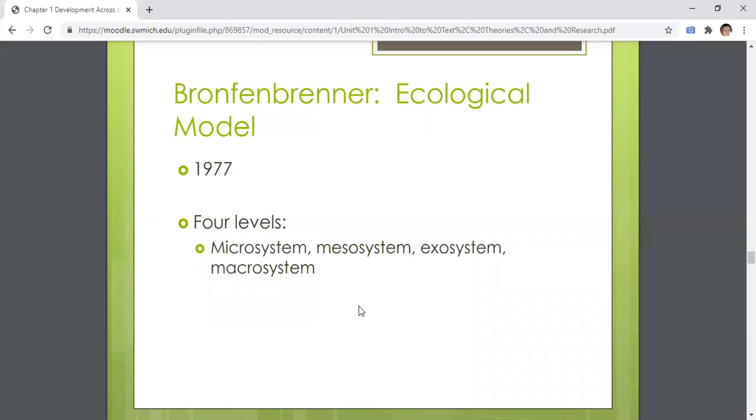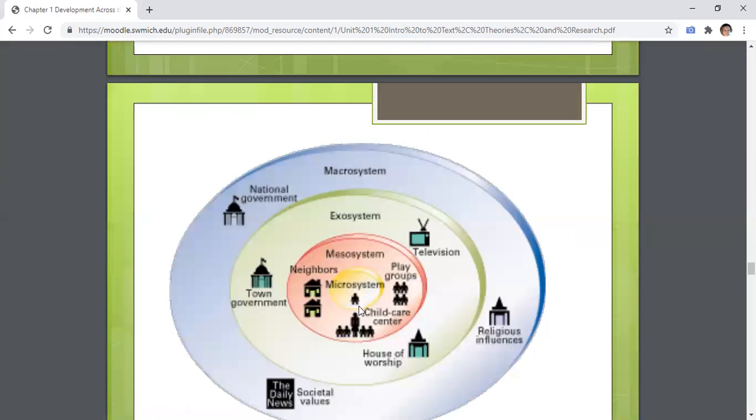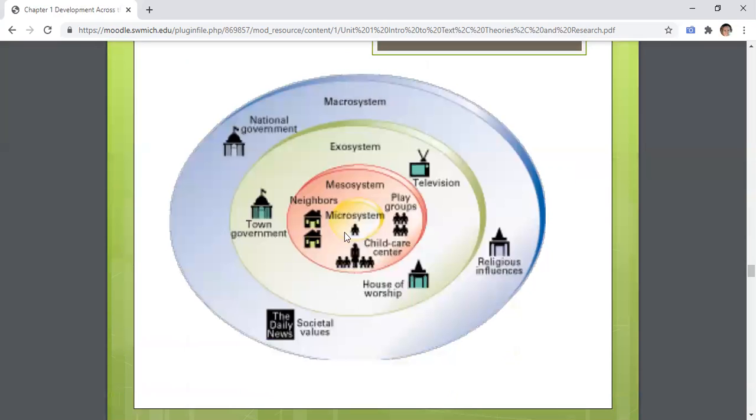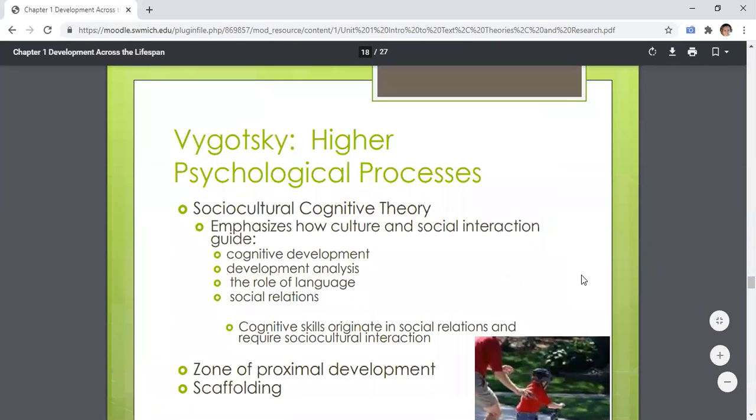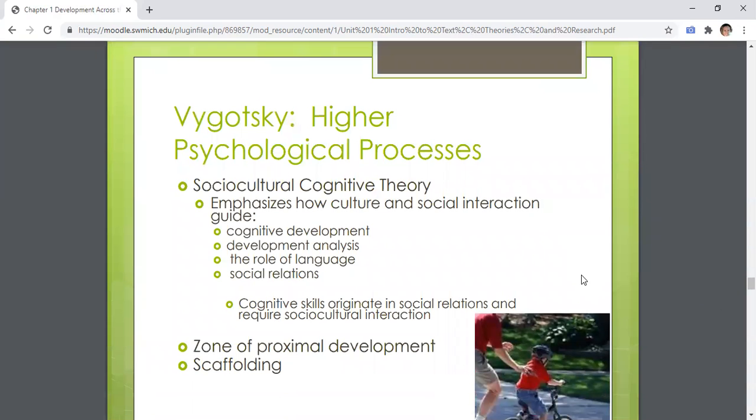Bronfenbrenner, this is one again that we won't necessarily talk about, but it's alluded to a lot. It's basically talking again about development and how the child is impacted by all of the things around them, kind of a bullseye model, if you will. Things that are closer to them, the microsystem, are going to be more influential than things that are farther away from them. So this gives you an idea. The microsystem here is much more influential than the macrosystem here. They all have the ability to be influential, but the closest ones are most influential.